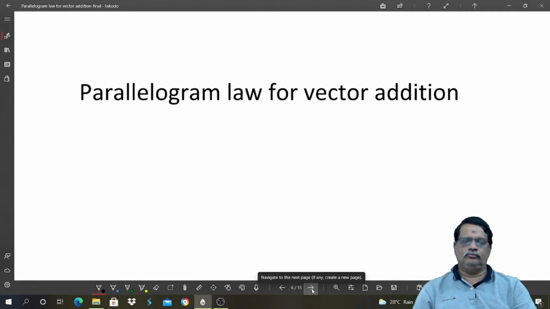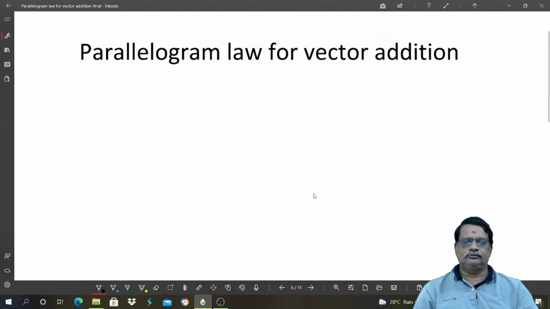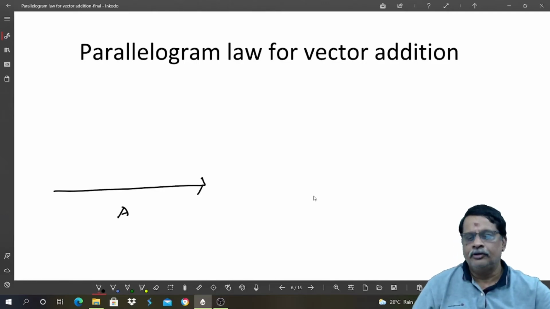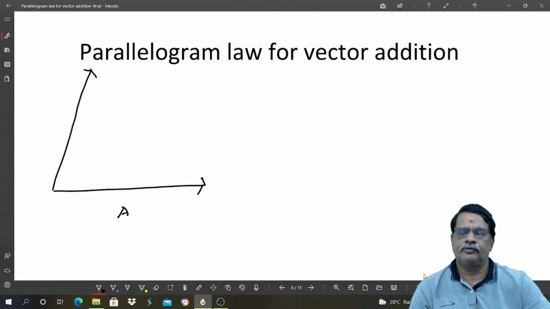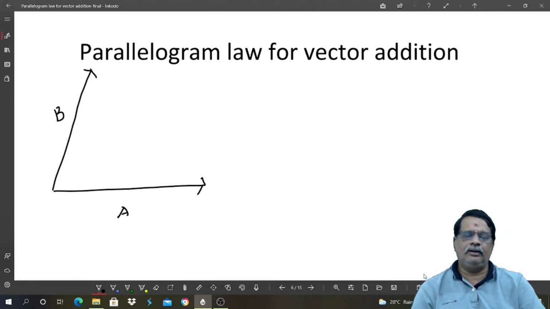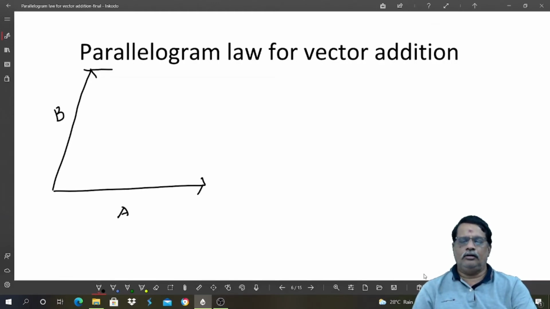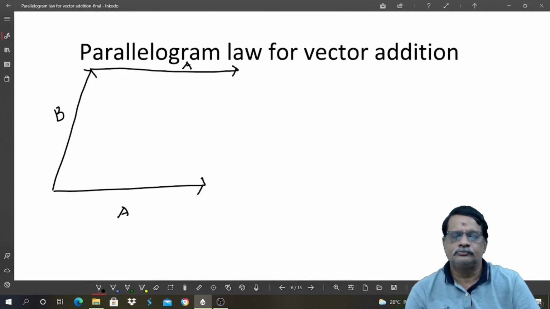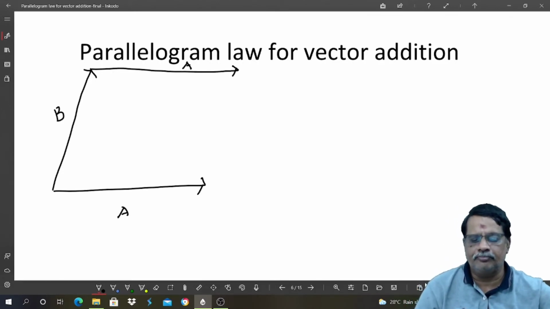In the parallelogram law, we construct a parallelogram with the given vectors. We already have two vectors A and B. Let us draw them here. So this is our A, and this is our B. Now what I am going to do is complete the parallelogram with A and B as the sides. So draw A parallel to itself, so that there is no change either in its magnitude or in its direction. And now we will draw the vector B.